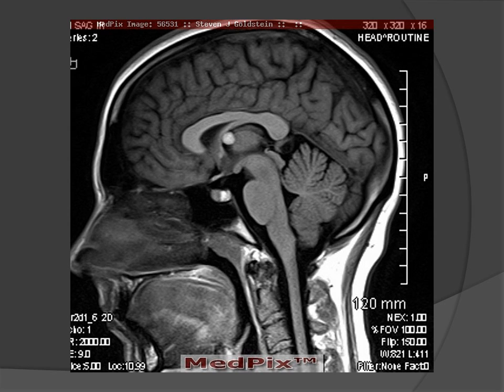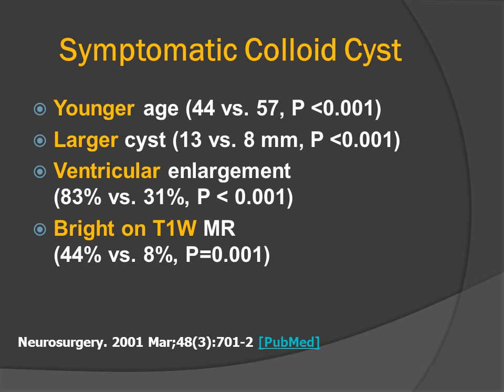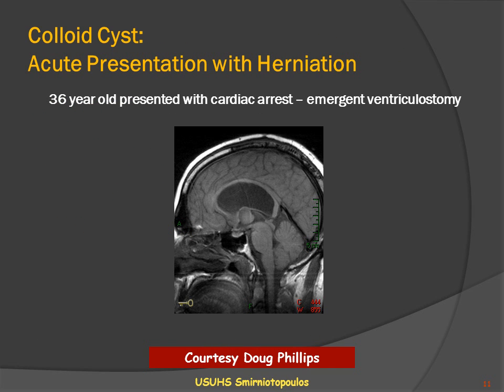If we look at this sagittal MR scan, T1 weighted, we can see another example of a hyperintense colloid cyst in the anterior third ventricle, and we can see the relationship to the fornices. Symptomatic colloid cysts tend to present in younger patients. They tend to be larger diameter cysts, typically approximating 15 millimeters. Symptomatic colloid cysts are usually associated with visible enlargement of the ventricles, and they are typically bright on the T1 weighted scan.